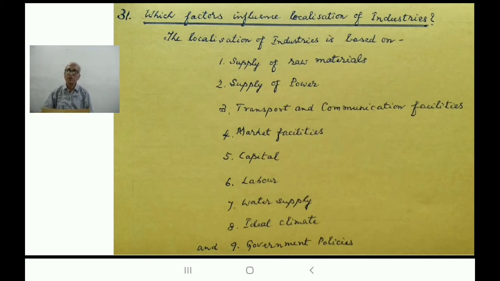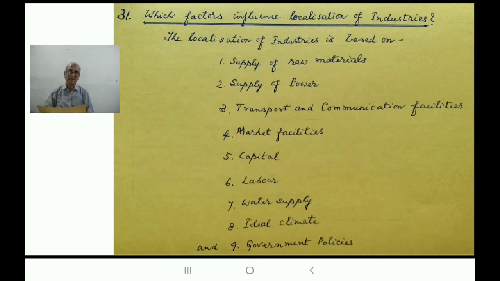Labor. Do you get labor? At what cost do you get labor? This is also important. Workforce. Labor is workforce. Water supply. You need water for your industry. Whether it's a water intensive industry, I don't know. You have to decide. Do you get enough water to make the industry run?